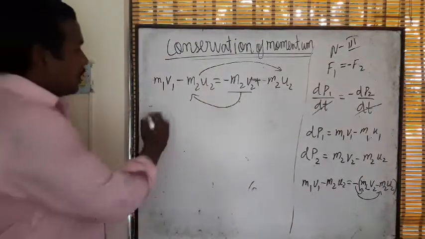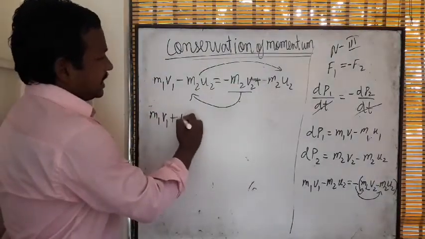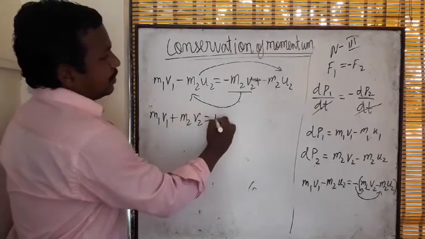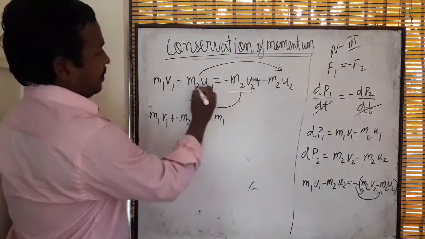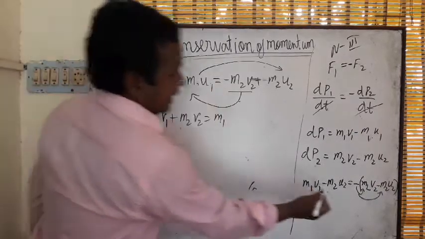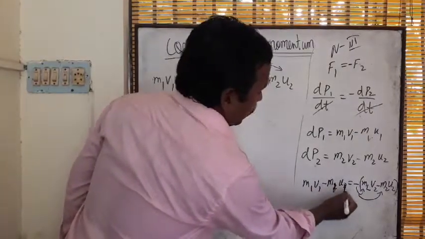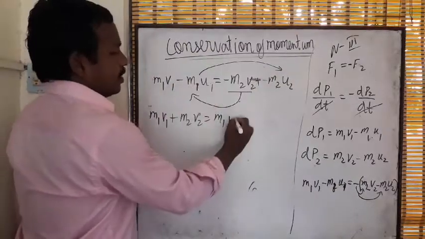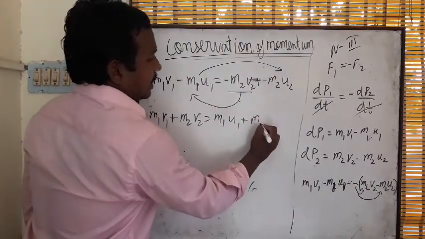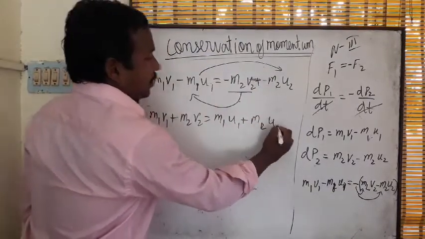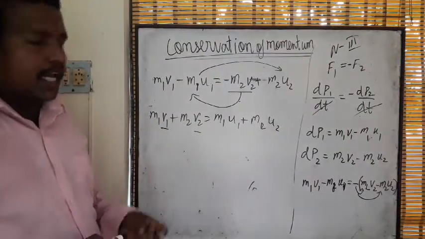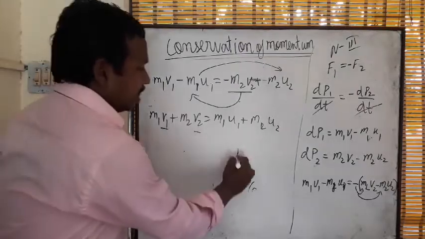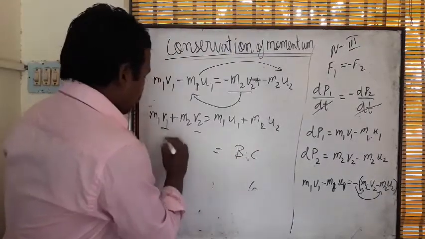So m1 v1 plus m2 v2 is equal to m1 u1 plus m2 u2. Sorry, it is m1 u1. Here v is the final momentum term and u is the initial. So before collision this much momentum is equal to after collision.